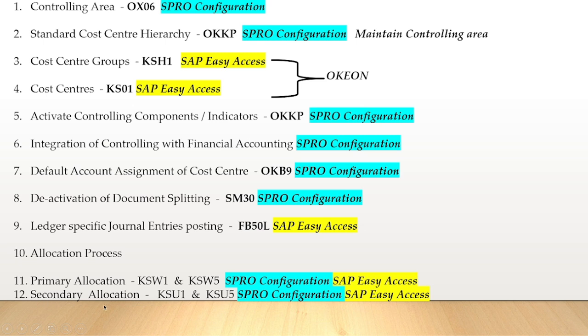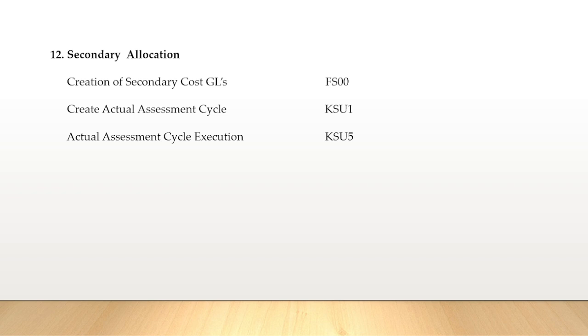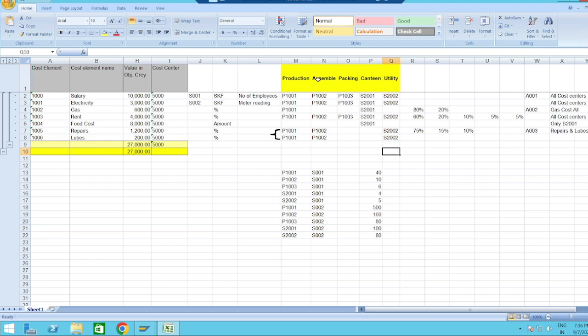Now the final one is secondary allocation. KSU1 cycle creation, KSU5 cycle execution. Before secondary allocation, we have to create secondary cost elements, GLs, in FS00. Here we have 5 cost centers. Out of 5 cost centers, these 3 are production and these 2 are service cost centers. So we need to create secondary cost elements for these 2 service cost centers in FS00.